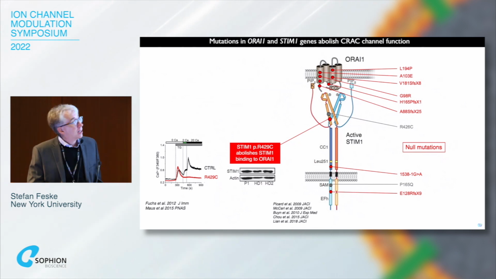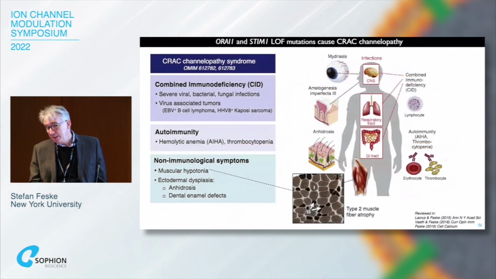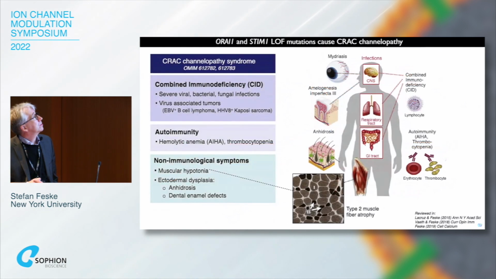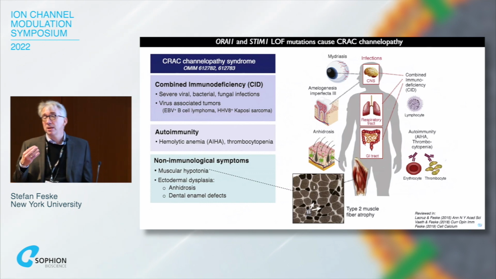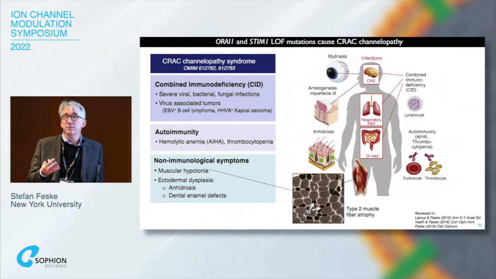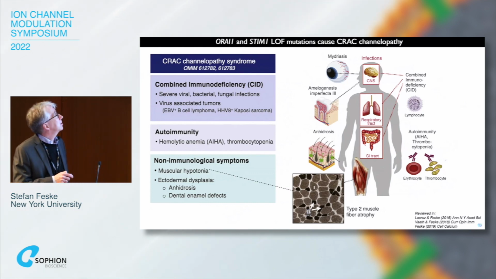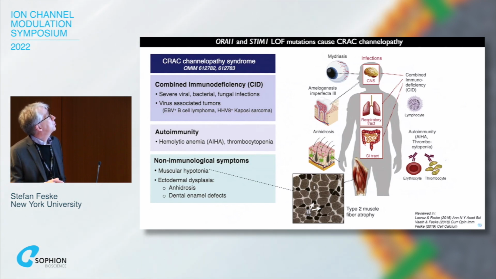Now, the phenotype that results from loss of function mutations in STIM1 is this one here. We call this CRAC channelopathy. So this is certainly an ion channelopathy. This is characterized by combined immunodeficiency. These patients typically die in their first year of life because of overwhelming viral infections. Some of them are associated with tumor development, B-cell lymphoma or Kaposi sarcoma. Patients also have fungal and bacterial infections.